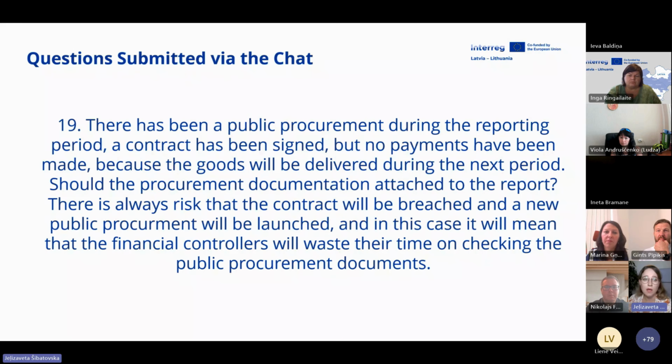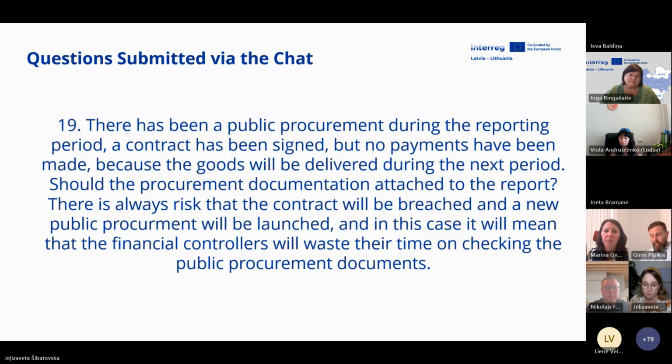Thank you, Irina. There has been a public procurement during the reporting period. A contract has been signed, but no payments have been made because the goods will be delivered during the next period. Should the procurement documentation be attached to the report? There is always a risk that the contract will be breached or a new public procurement will be launched. And in this case, it will mean that the financial controllers will waste their time on checking the public procurement documents.